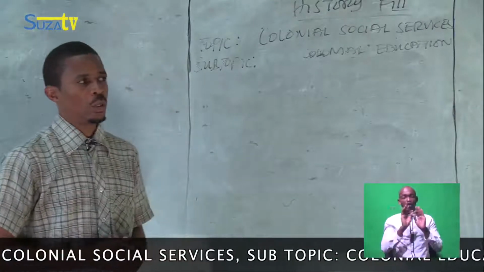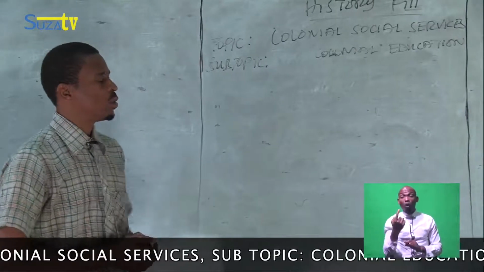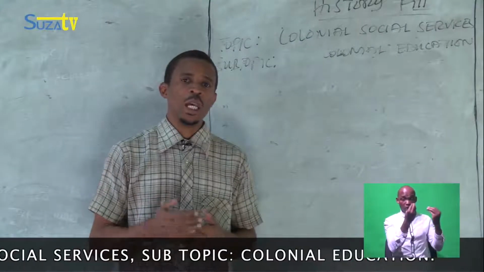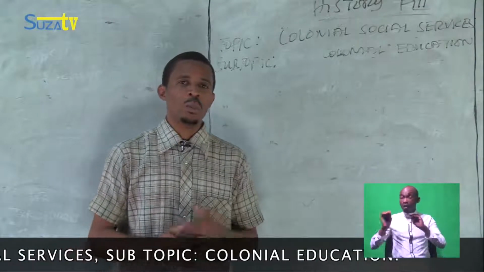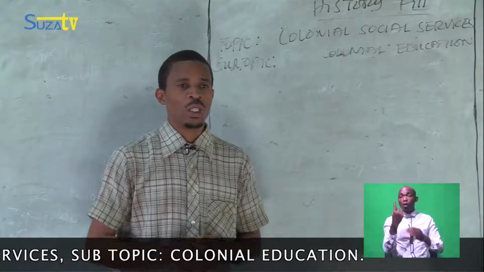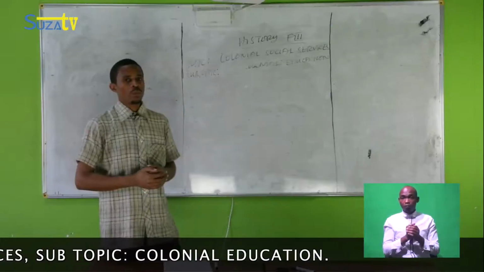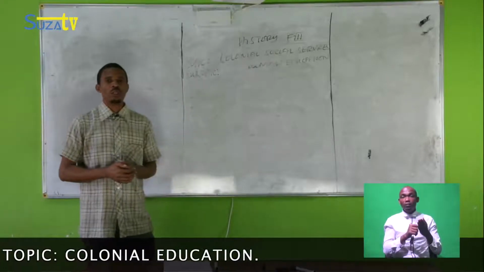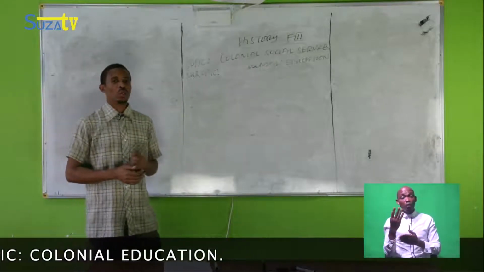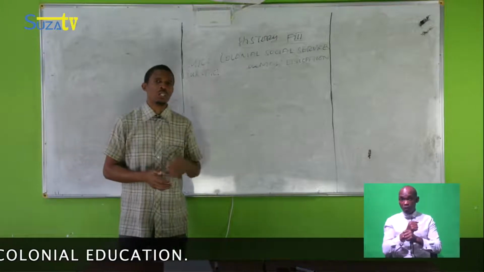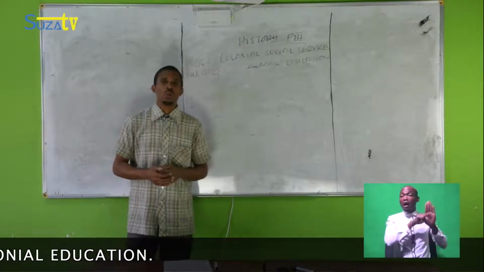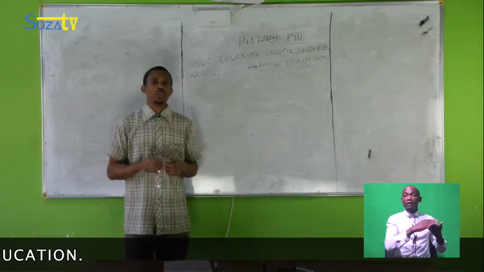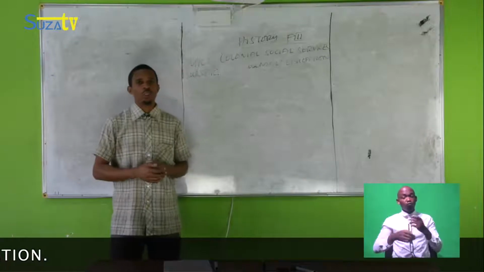Good. One of the objectives of colonial education was to train African manpower. This means the whites introduced this type of education in order to get assistance from the Africans who could work alongside them in performing some duties and responsibilities.